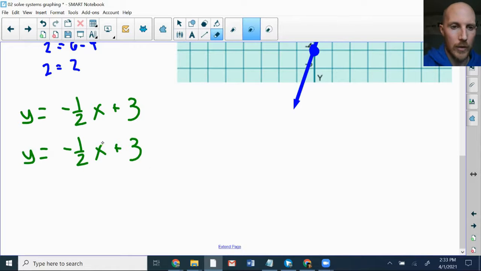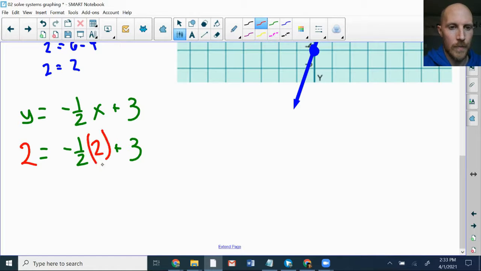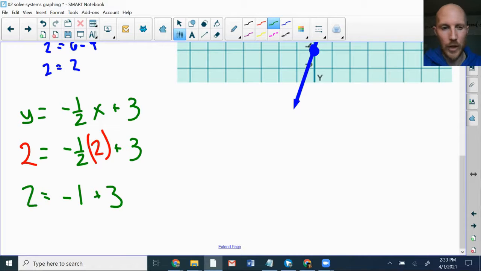Let's do the same thing here with the green one. I'm going to copy that, and let's change the x and the y both into 2's. And let's go ahead and work out the right-hand side. Negative 1/2 times 2, that's negative 1. And if I add together on the right-hand side, negative 1 plus 3, that actually does give me 2. So again, true number sentence.